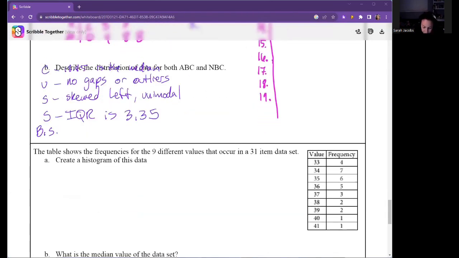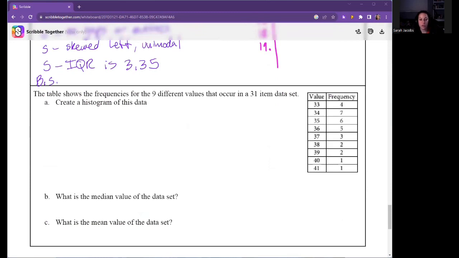Moving right along. Table shows the frequencies for the 9 different values that occur in a 31 item data set. First step is create a histogram. I like to put things together, so I'm going to do bins of width 2. And for a histogram, I'm actually going to do this because 33 is not 0. Your y-axis should be frequency.